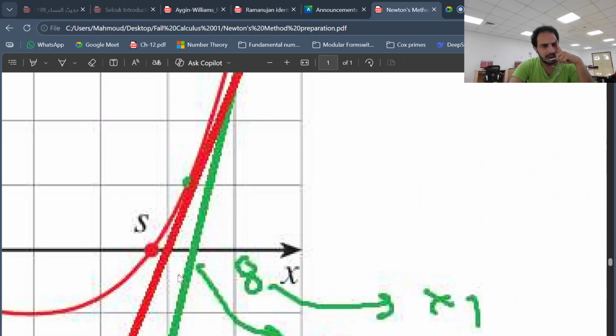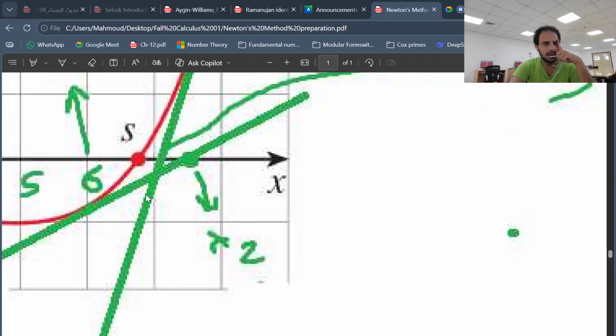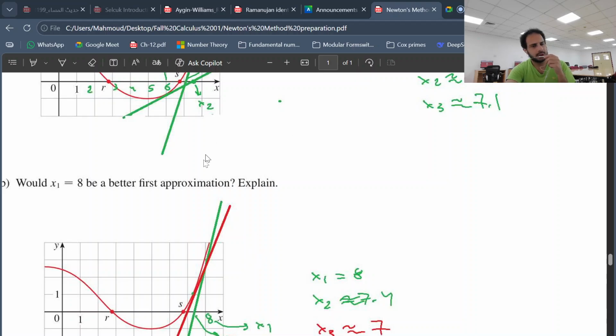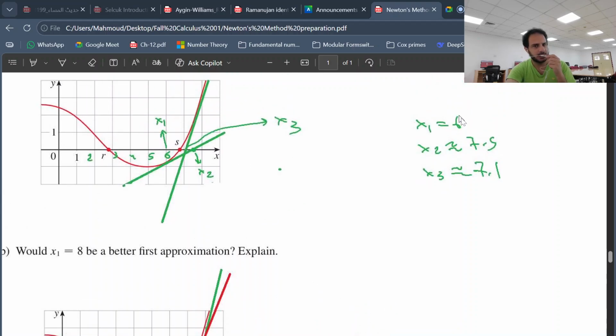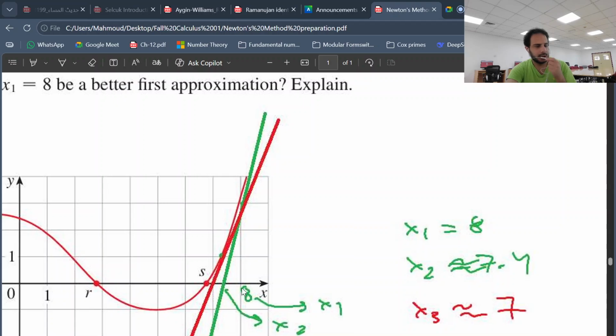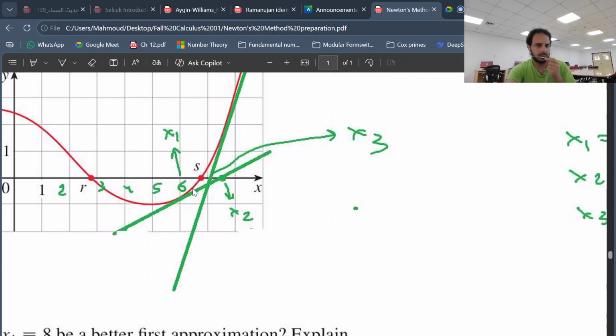7 is closer to S than 7.1, right? See here, S is a little bit less than 7. So 7 is closer than 7.1. So in this example, x1 equals 8 is better than x1 equals 6 to approximate the solution. Even though 8 is not as close as 6 to the solution, because the solution is nearly 6.7 or 6.8, so 6 is closer than 8, still 8 is better for this example, okay?